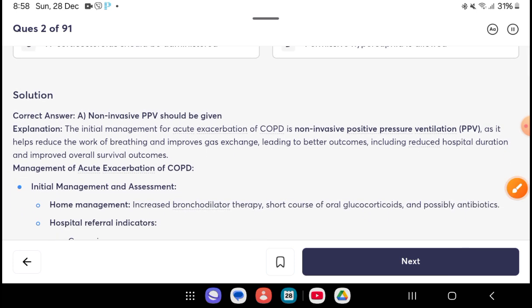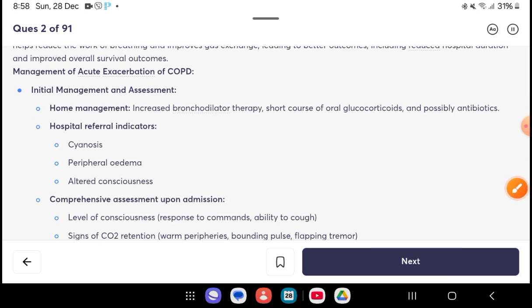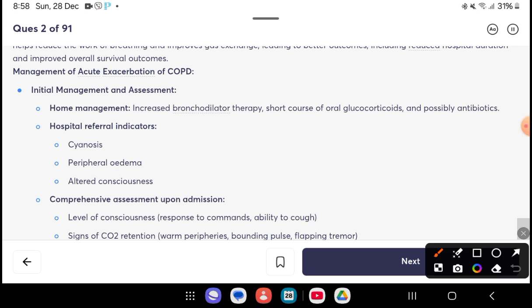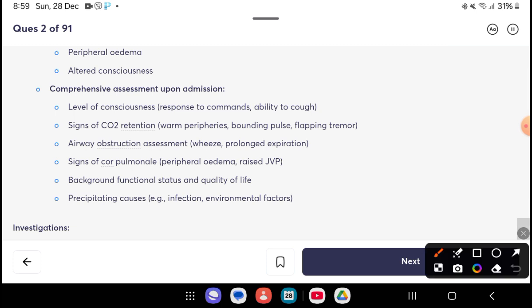And further, management of acute exacerbation of COPD includes home management, which involves increased bronchodilator therapy and a short course of oral glucocorticoids. Okay, and in which cases do we refer the patient to a hospital? Indicators are cyanosis, peripheral edema, altered consciousness, and further on comprehensive assessment for admission.